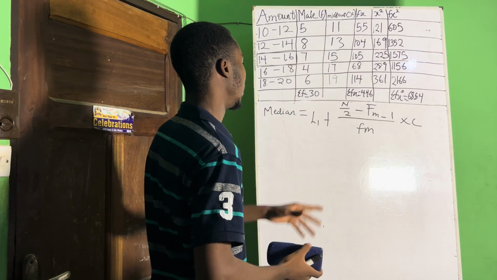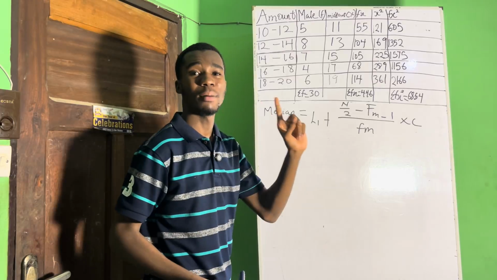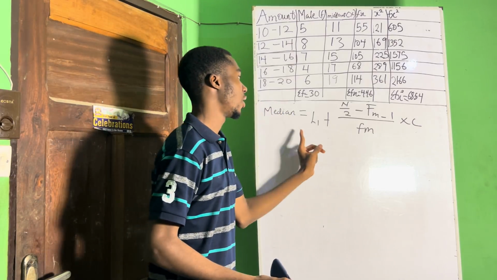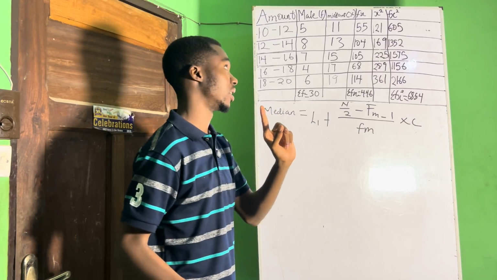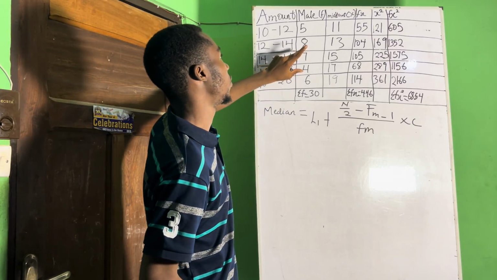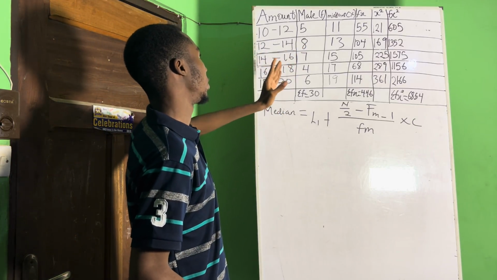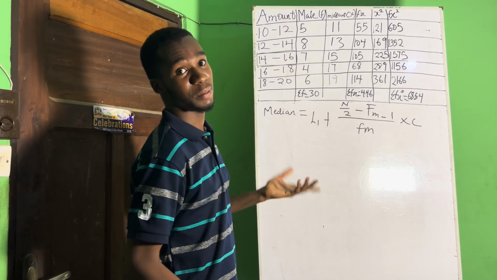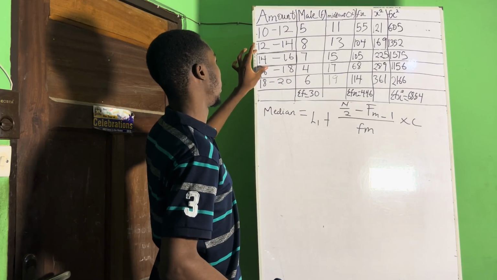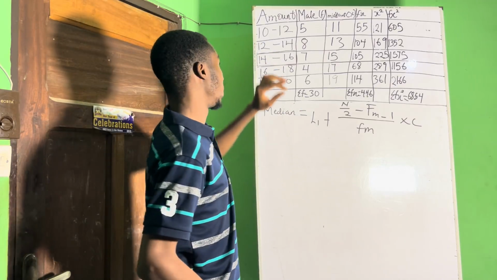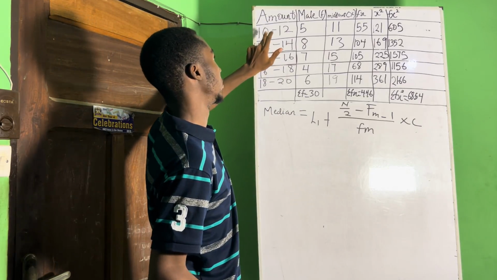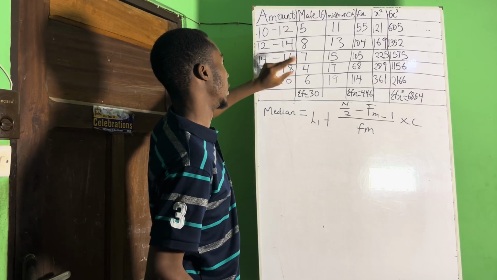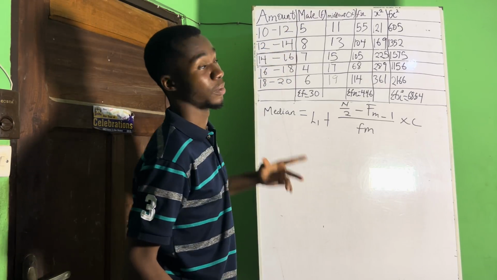solve for the median. Now the L1 is the lower boundary of the median class. I repeat, the L1 is the lower boundary of the median class. When you say lower boundary, it means the first one. So you have 14 to 16. So 14 is the lower boundary, then 16 is the upper boundary. For the first one, 10 is the lower boundary, 12 is the upper boundary. For the second one, 12 to 14, 12 is the lower boundary, 14 is the upper boundary.